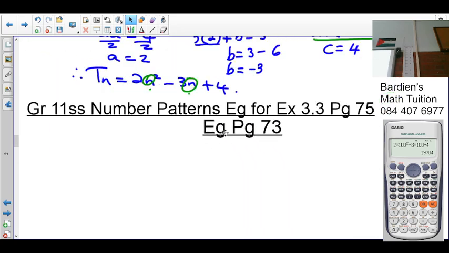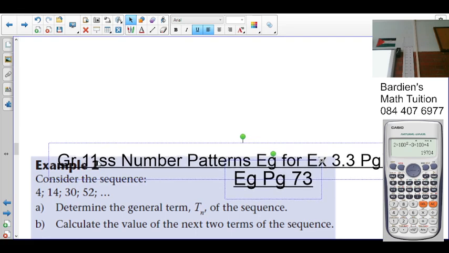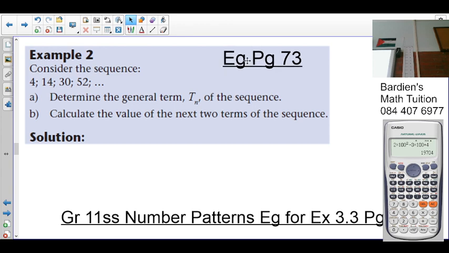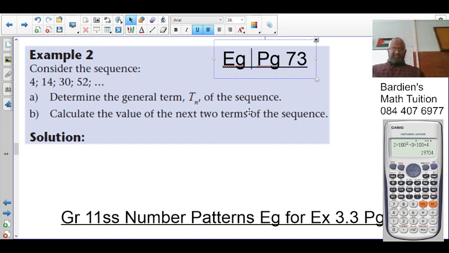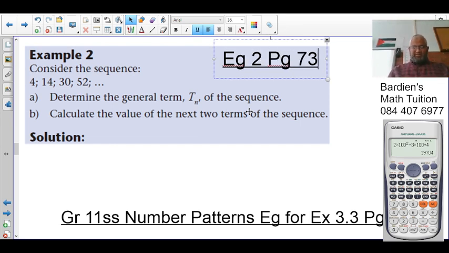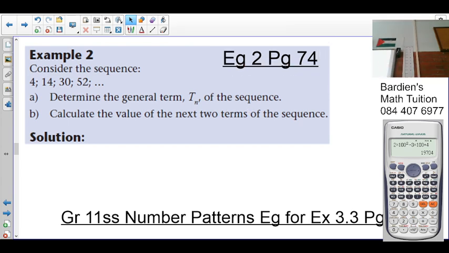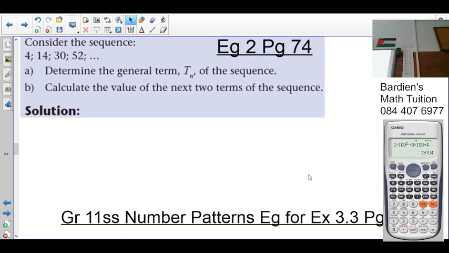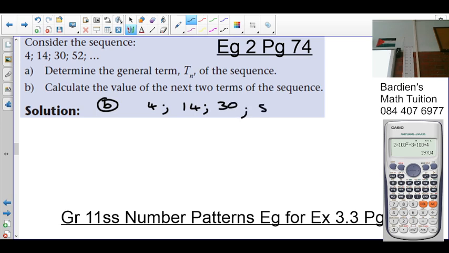So let's look at the next example. This one we'll do together. This is example 2, and example 2 is on page 74. Alright. So what did we say? We're going to answer B first, okay? So write the sequence down. It's 4, 14, 30, 52. You write down the next 2 terms for me.